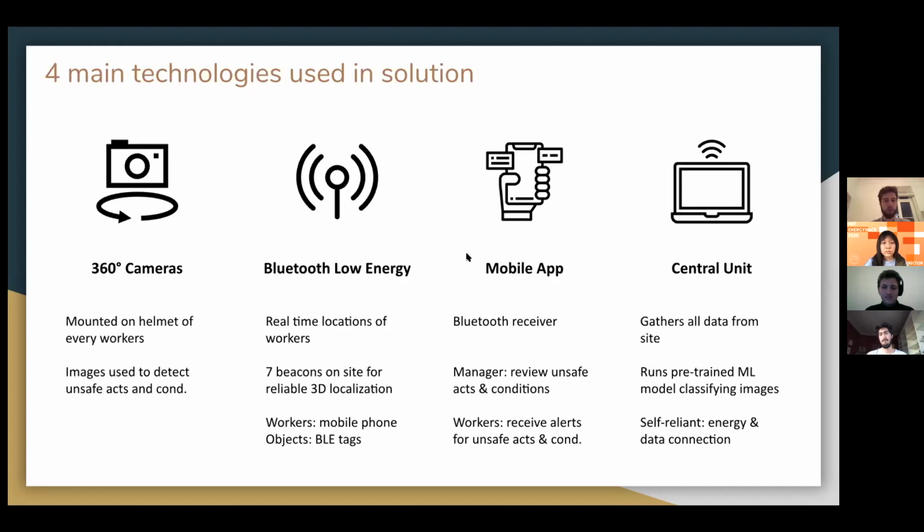Third, we will have a mobile app, which will, as mentioned before, be used as a Bluetooth receiver for localizing the workers. Also, the manager can use the app to review unsafe acts and conditions. And finally, workers also receive alerts for unsafe acts and conditions so that we can react immediately.